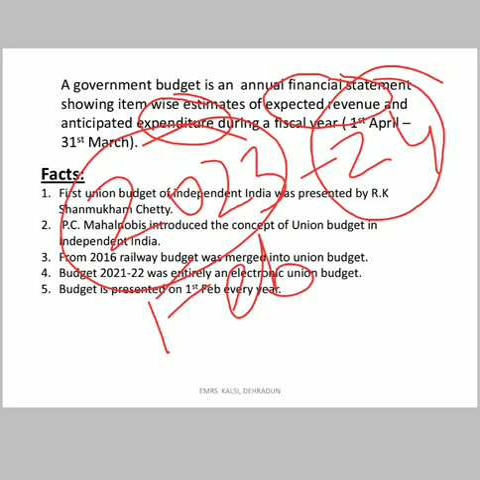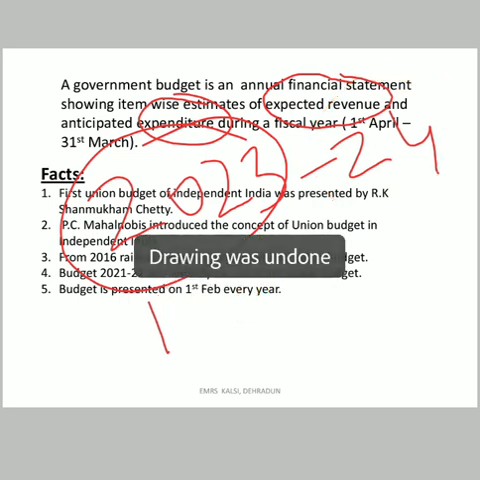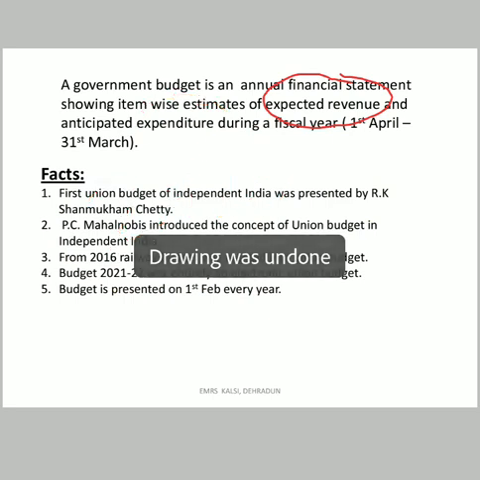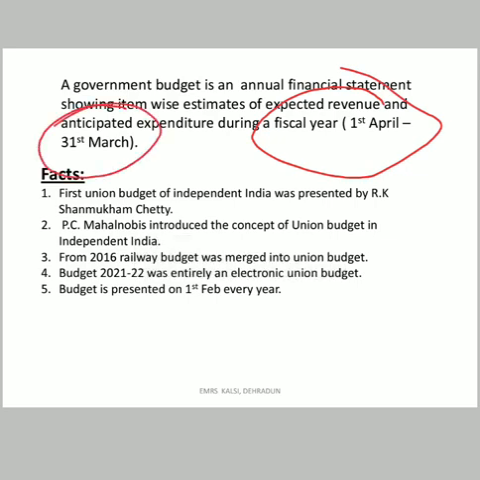So from 1st April 23 to 31st March of 2024, how much revenue is going to be collected or received by the government, and how much expenditure is going to be incurred by the government, expected. Not actual but expected revenue and expenditure, shown item wise or in sequence. It is called government budget, and it is during a fiscal year. Fiscal year means one financial year, which starts from 1st April and ends on 31st March of the next year.